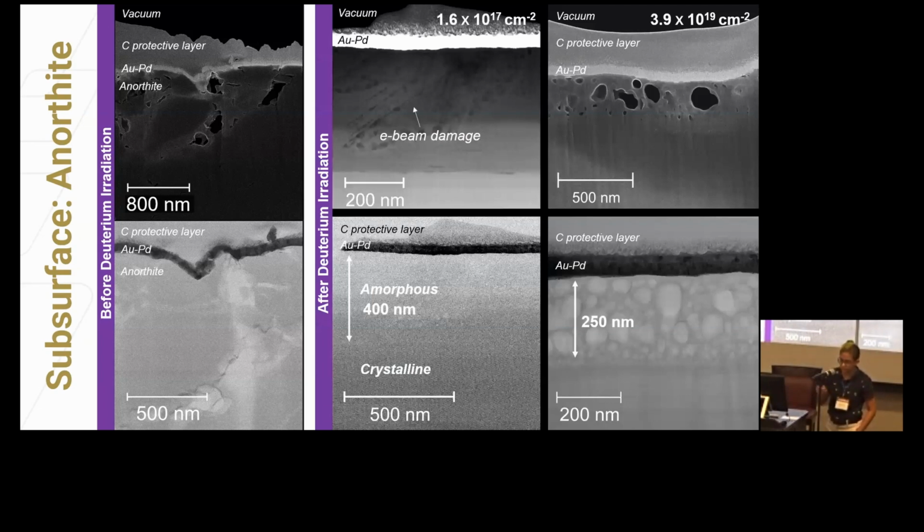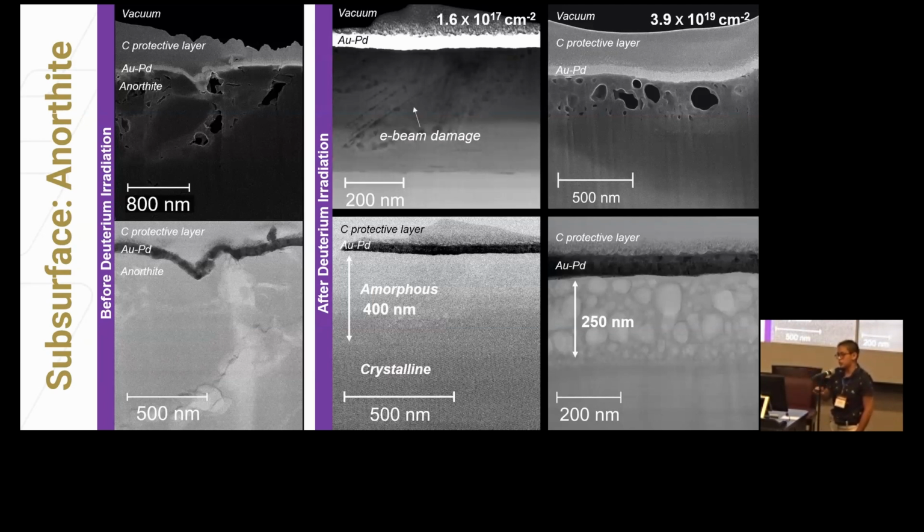Upon exposing it to deuterium ions at a fluence in the first column, we can see a fluence that's equivalent to spatially separated blisters in SiO2. We amorphize approximately the top 400 nanometers of the anorthite, and then it transitions to a crystalline material, which you can see by the birefringence pattern in the TEM imaging.